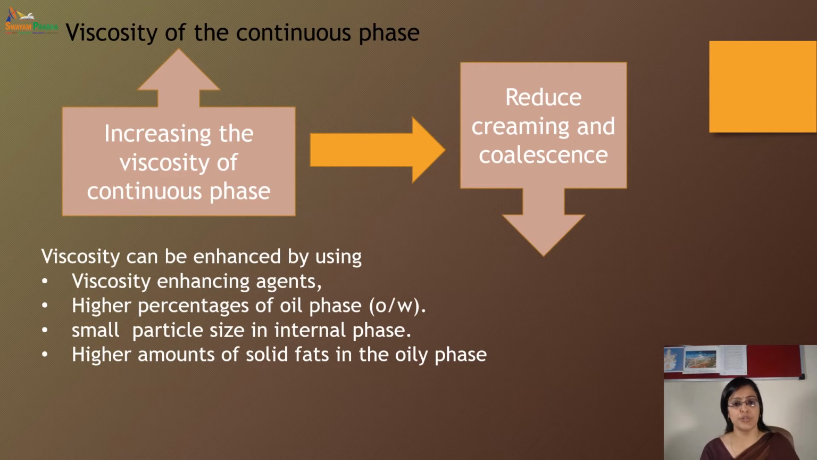The next is viscosity of the continuous phase. Increasing the viscosity of the continuous phase leads to reduction in creaming and coalescence. Viscosity can be enhanced by viscosity enhancing agents, and by using a higher percentage of oil phase, because oils have more viscosity. Also, small particle size in the internal phase and a higher amount of solid fats in the oil phase.